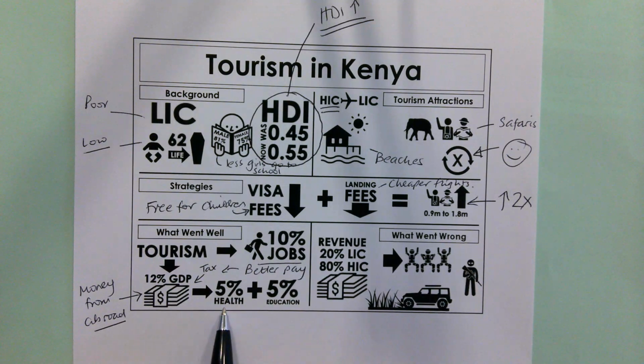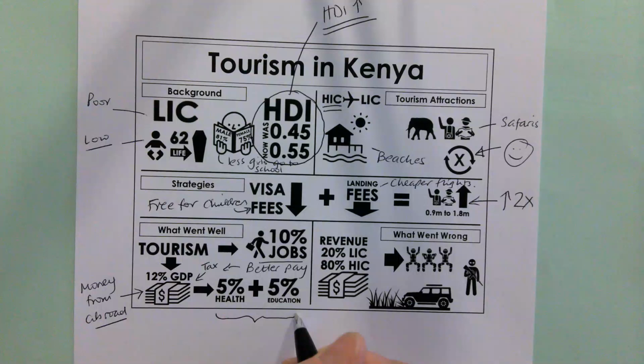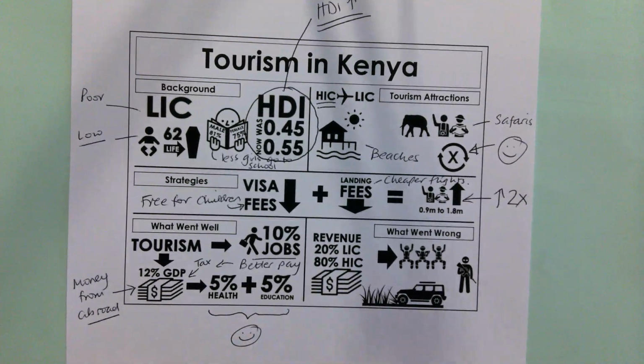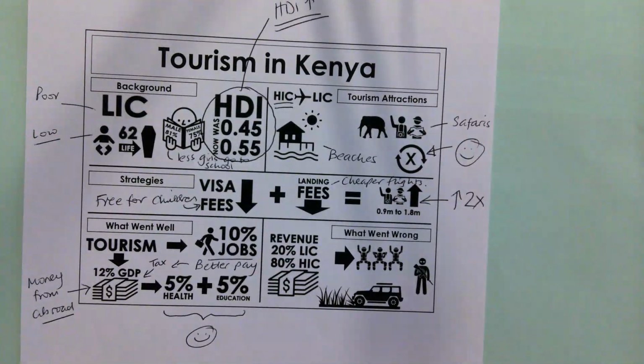And if you think about 5% being spent on health, that's going to make people live longer. It's going to raise the life expectancy. And 5% spent on education, it's going to mean more children can go to school and hopefully more girls as well. And therefore the fertility rate will come down and education levels will go up. So very, very good, positive things going on in the country. But then we've got some negatives.